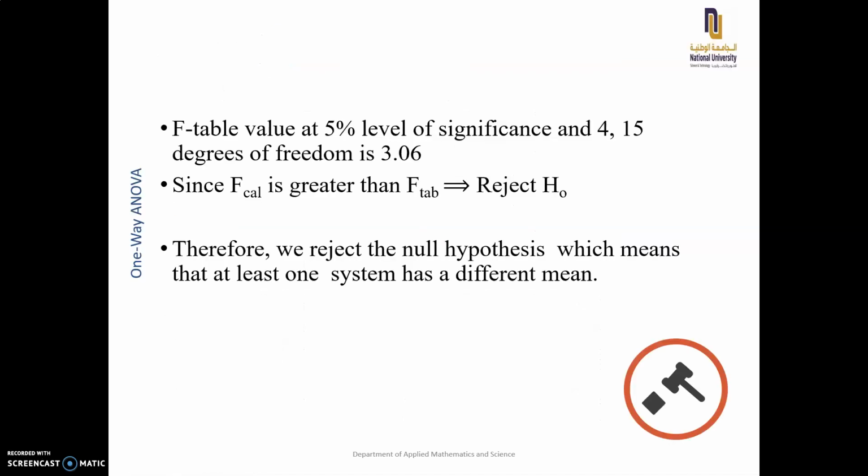Now comparing the calculated value and the table value, we can see that the calculated value was 18.18 and the table value was 3.06. So this one is greater than this. It means we reject H0. What was our H0? In H0 we said that all means are equal. So we are rejecting that. It means at least one has a different mean. It means we are accepting the alternative hypothesis.